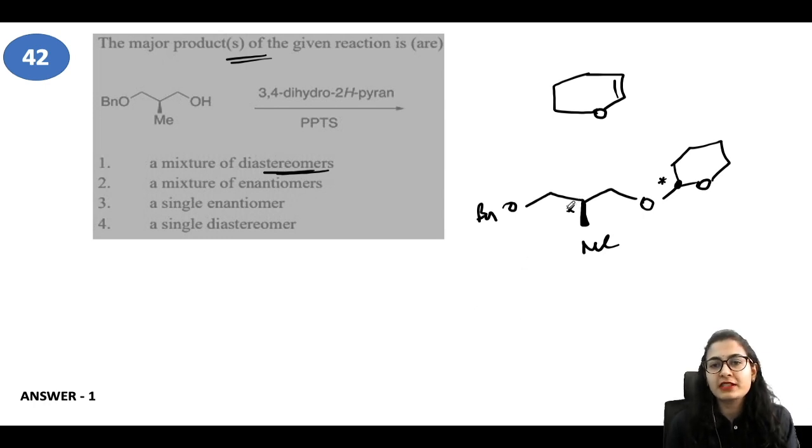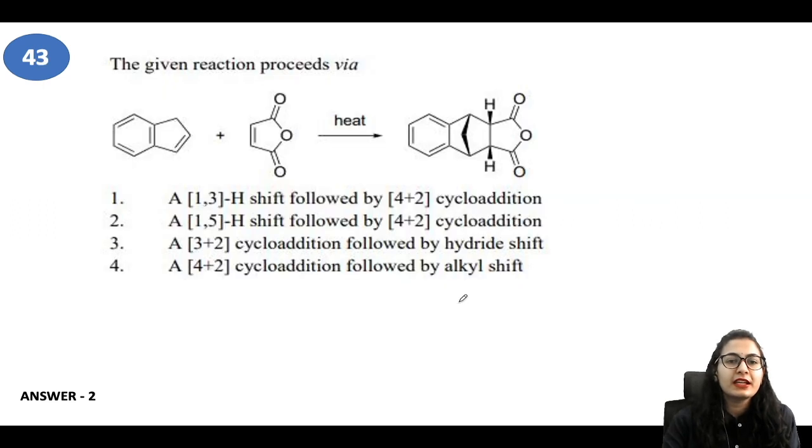For example, I'm saying ये तो same है. Okay, let's say it is R or S, you can find it out. Let's say this is R, लेकिन ये R और S दोनों हो सकता है. So you have a combination of RR, you have a combination of RS. So what is the relationship between them? Diastereomers. Okay. Yes.